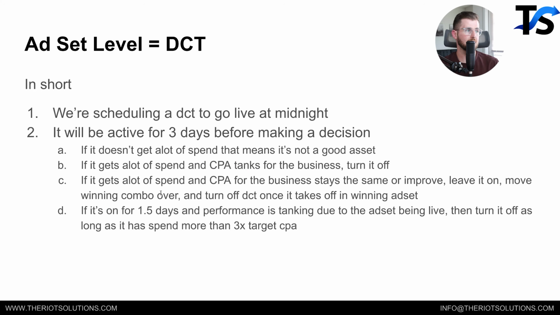Now, the next one is that it gets a lot of spend and CPA for the business stays the same or improves. Leave it on. Then move that winning combo over, extracting the post ID, move it to your main ad set, and let it run. And then what you want to do is simply turn off that DCT after it takes off in the winning ad set.